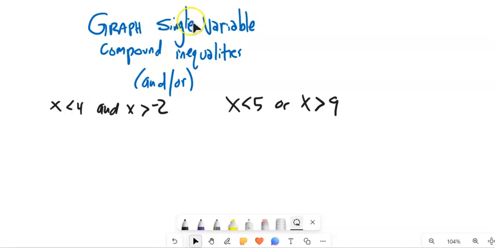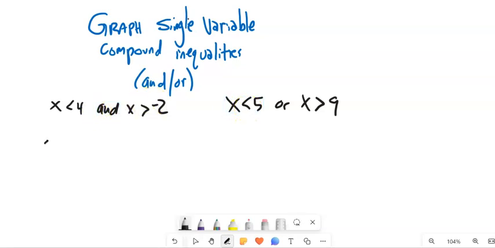Algebra 1, we're going to graph single variable, so just one variable, compound inequalities using and or. Compound means combined, right? So this is saying x is less than 4 and x is greater than -2. So and as an operator is about overlap. And means they both have to be true at the same time.